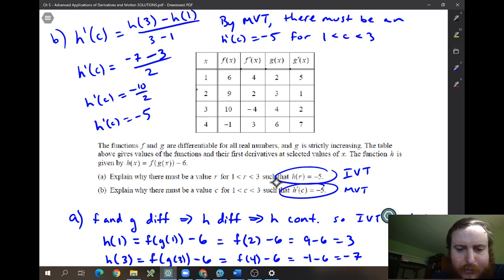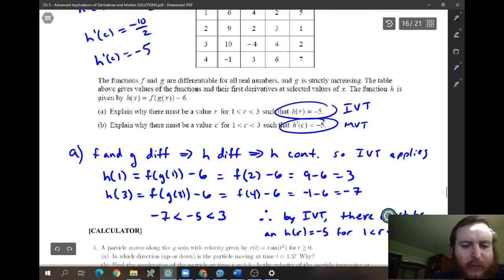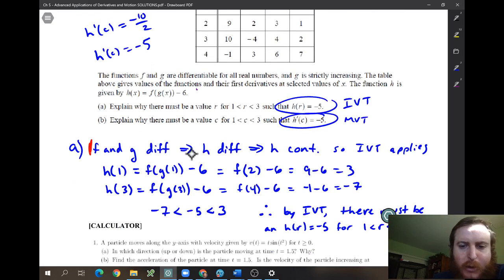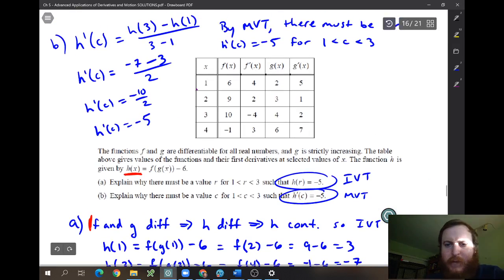It's not h prime. So the way that you want to do IVT, always write this first line, which is basically stating it's differentiable, so it's continuous, so IVT applies. Now, we want to show that h is differentiable. So I just said both f and g are differentiable, and that means h is differentiable, which means h is continuous, so we can do IVT. Whenever you're doing IVT, you always just plug in both endpoints. Okay, so if you need to kind of make yourself a note, whenever you're doing IVT, you plug in both endpoints.